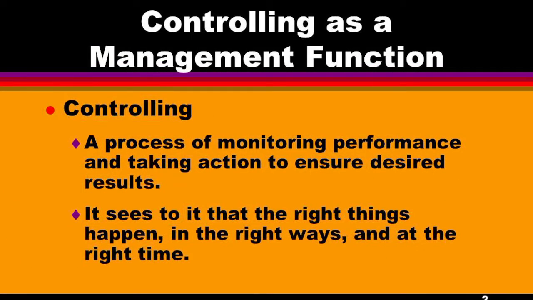So it is a process of monitoring performance and taking action to ensure desired results. If there is no controlling, just imagine there is no CCTV camera at a junction and even the red light is on. Many people are there, but somebody will try to cross. If controlling and CCTV surveillance are there, people will stop there. That will avoid accidents. So controlling is monitoring the performance.